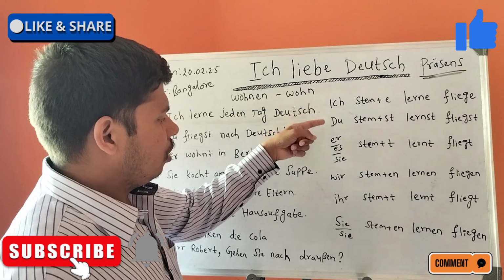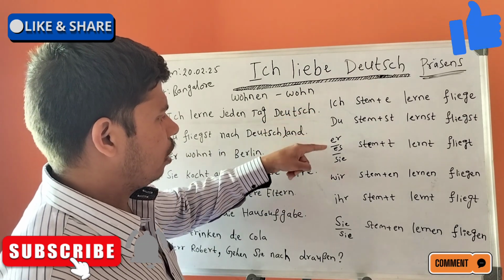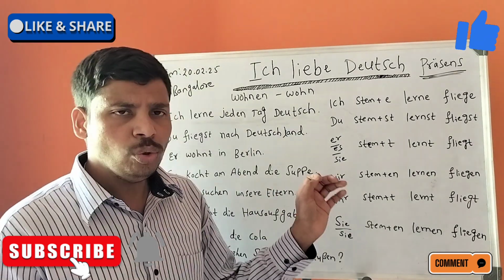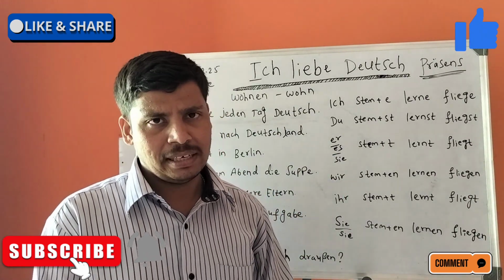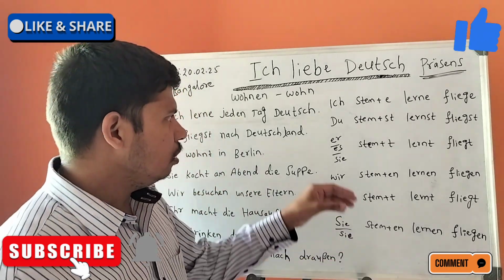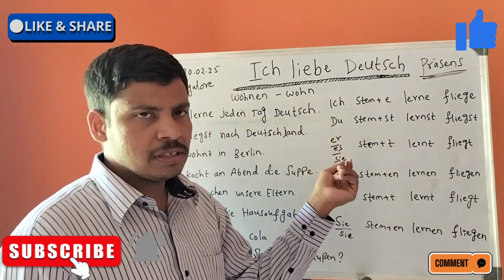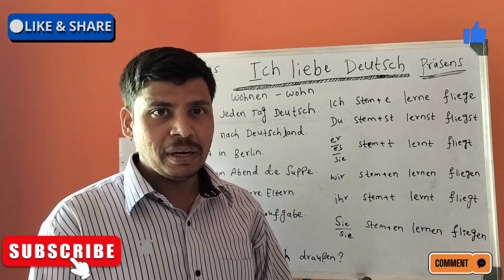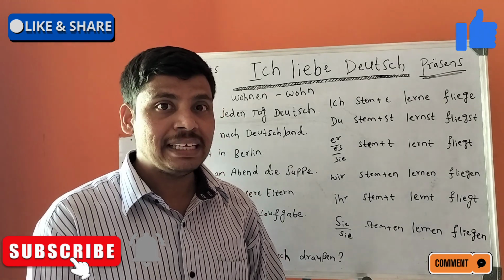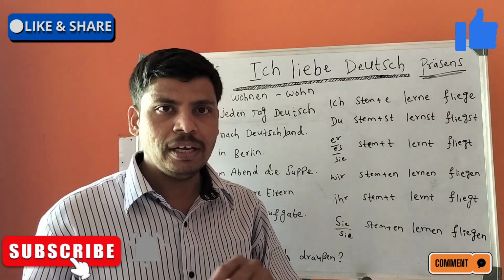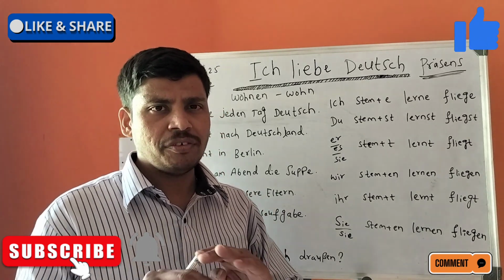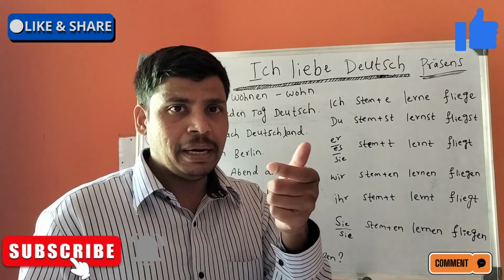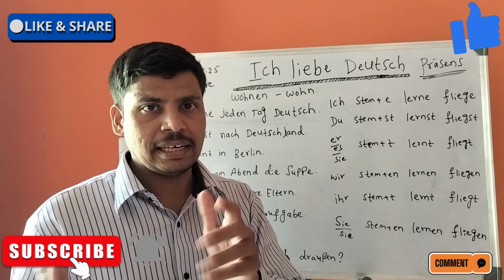We already discussed subject pronouns: ich, du, er, sie, wir, ihr, sie, Sie. Now we are going to learn how to write sentences in the present tense. For that you need to know the formula first. In English the conjugations are very simple: I play, you play, he plays, she plays, it plays, and we play, you play, they play. Only for the singular the spelling changes. Play to plays. He plays cricket, like that.